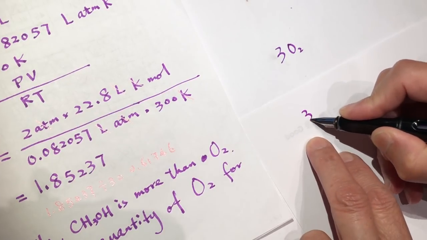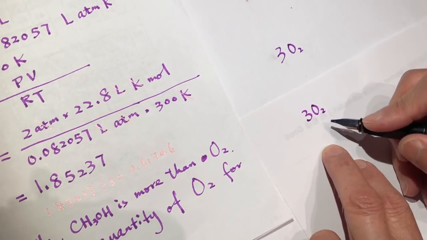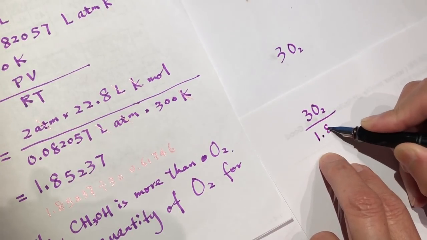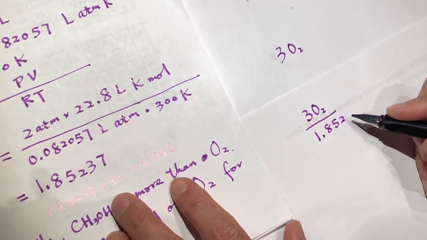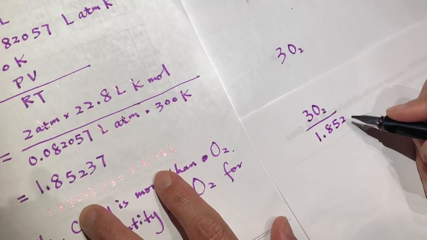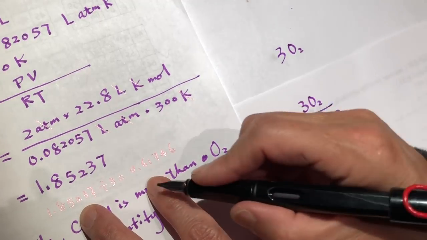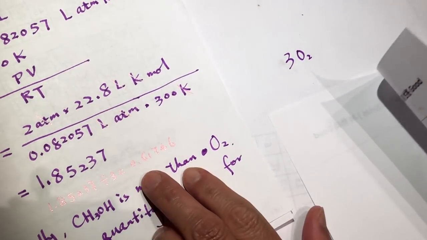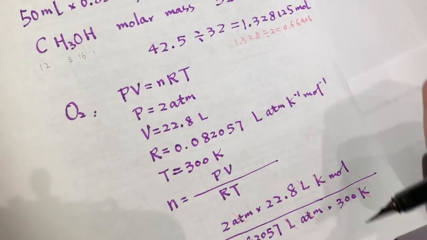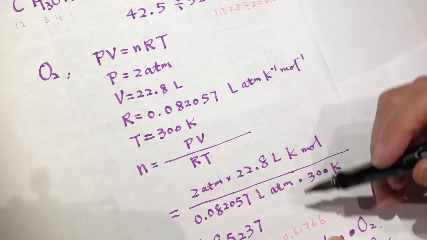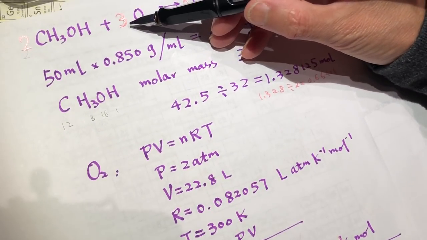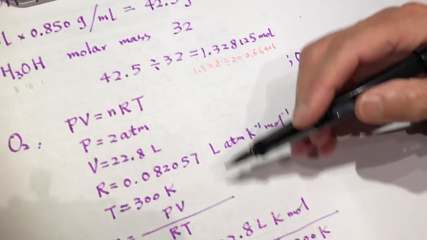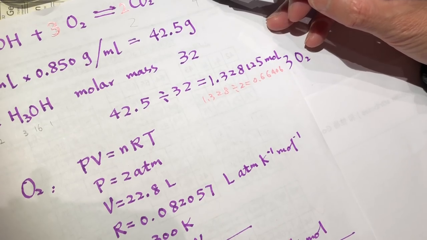Okay, 3 oxygen needs 1.852. Or we can do it this way. Okay, 1 molar for oxygen, it needs 3 molar, 3 times of this number. And for water, okay.